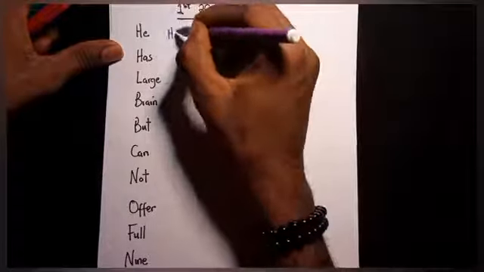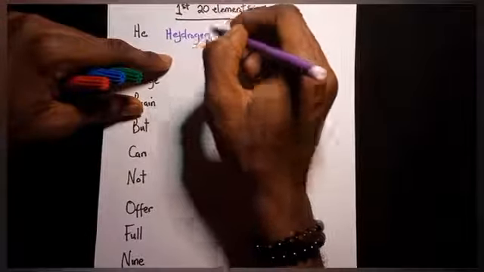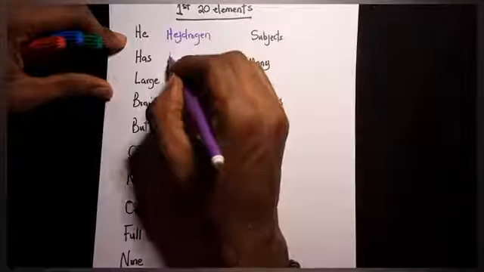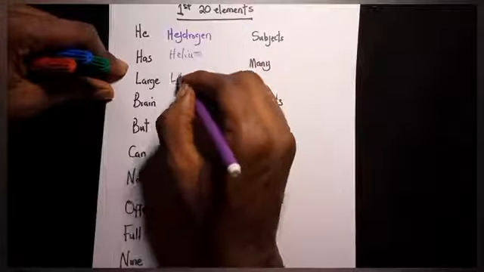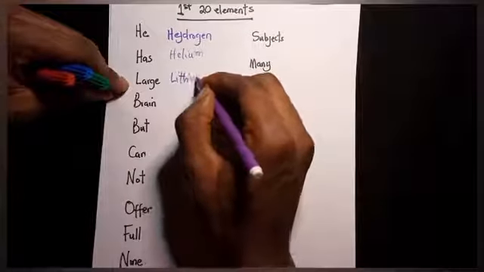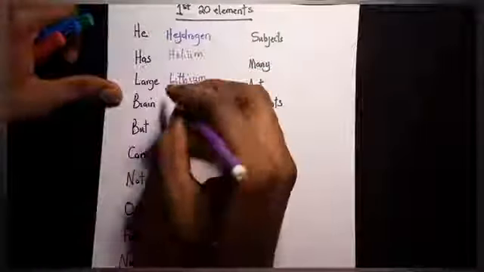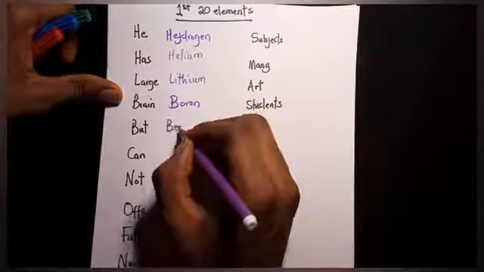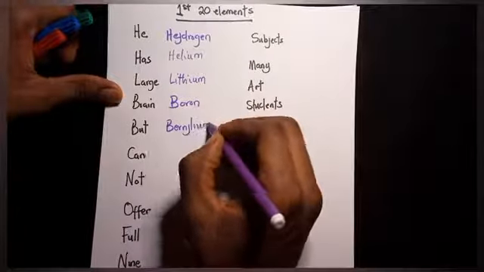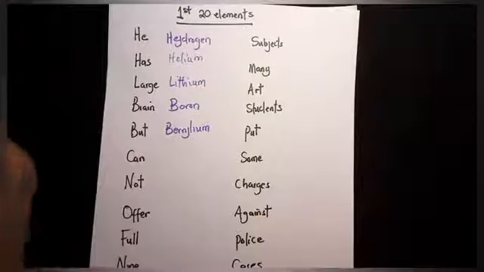The first one is hydrogen. Don't forget H for hydrogen. And the second one is what? Helium. Has, you understand? The third one is what? Lithium. Large. So with this, we can actually get all the first 20. The fourth one is boron. And the fifth one is what? Beryllium. Now, so we already know that he has large brain. That's hydrogen, helium, lithium, boron, beryllium.